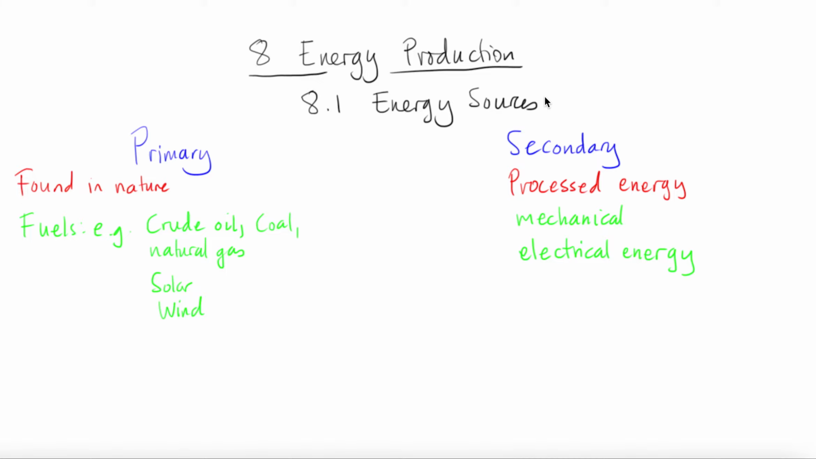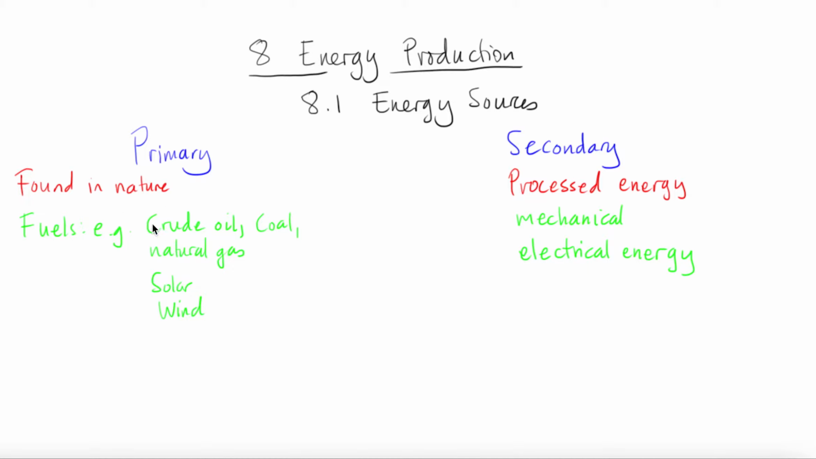This DP Physics summary video is about topic 8.1, energy sources. Now, in the guide, you're meant to distinguish between primary and secondary energy sources. Well, what is a primary energy source? It's something which can be found in nature, which has not been processed in any way.